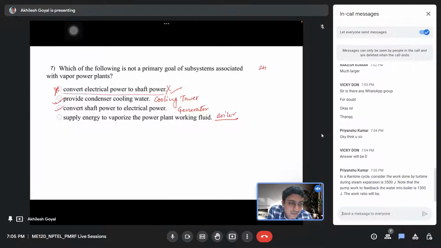In a Rankine cycle, consider the work done by turbine during steam expansion is this, and pump work to feed water back into the boiler. The work ratio will be? Okay, so you tell me what is the work ratio here? You were in the discussion in this whole class, and I hope you get the answer for this question. You tell me what is the doubt.